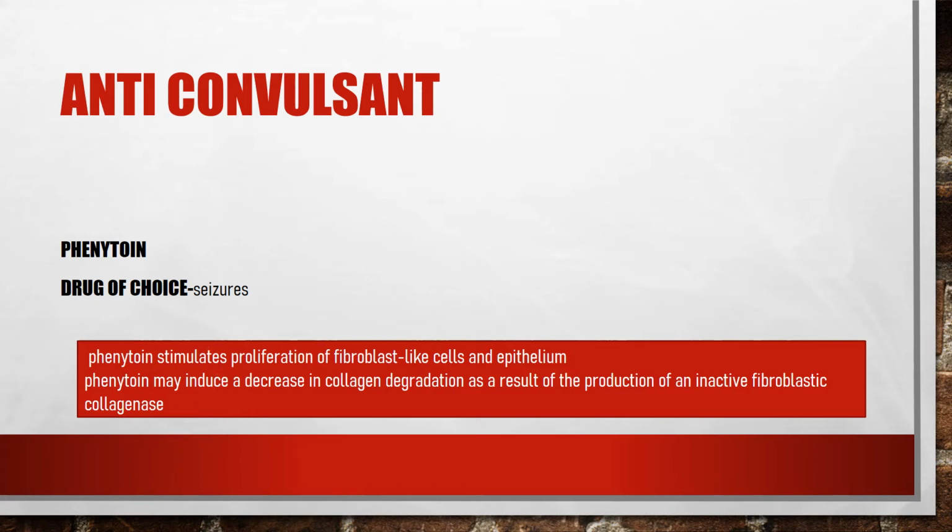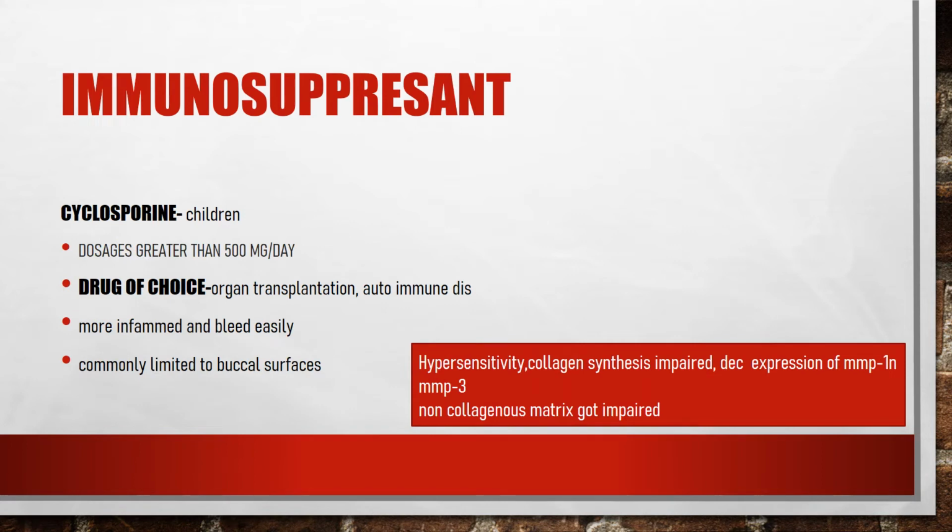It stimulates the proliferation of fibroblast cells and epithelium, and may also induce a decrease in collagen degradation as a result of the production of an inactive fibroblastic collagenase. So collagen degradation will be reduced, leading to increased collagen deposition, whereas there will be more proliferation of fibroblasts. Next come the immunosuppressants. Under that, cyclosporin is the main drug causing gingival enlargement.